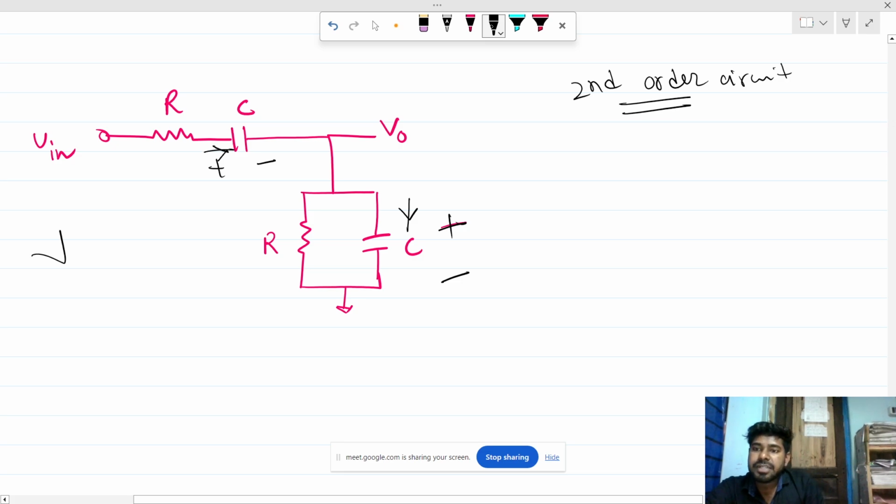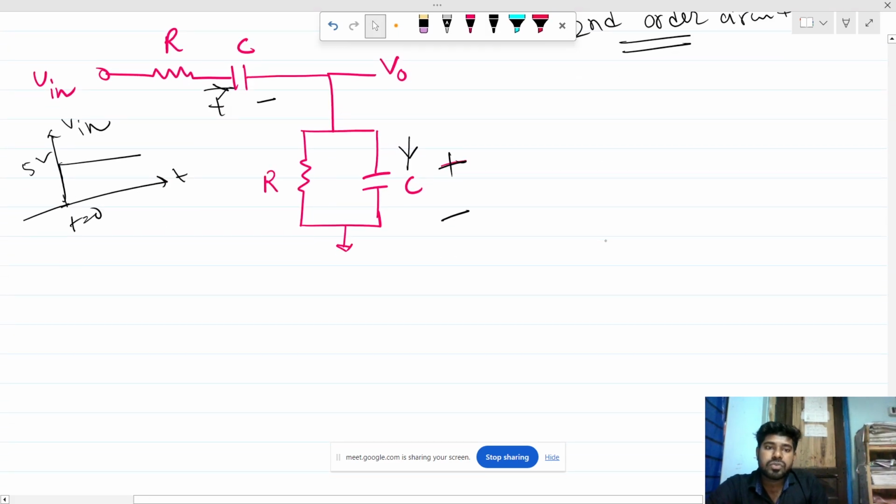Now again we are feeding a step, let's say 5 volt, with respect to time, and t equals 0, and this is our V. Now similar thing: we will try to do it at t equals 0. At t equals 0, the capacitor is shorted.